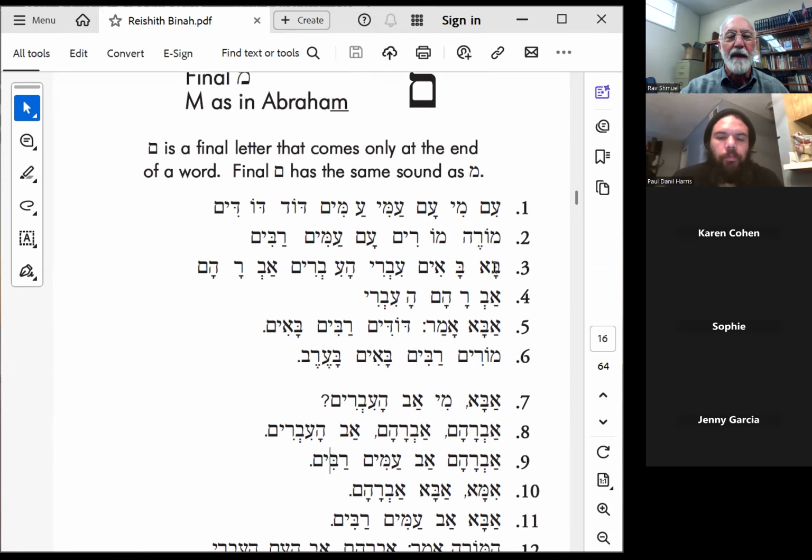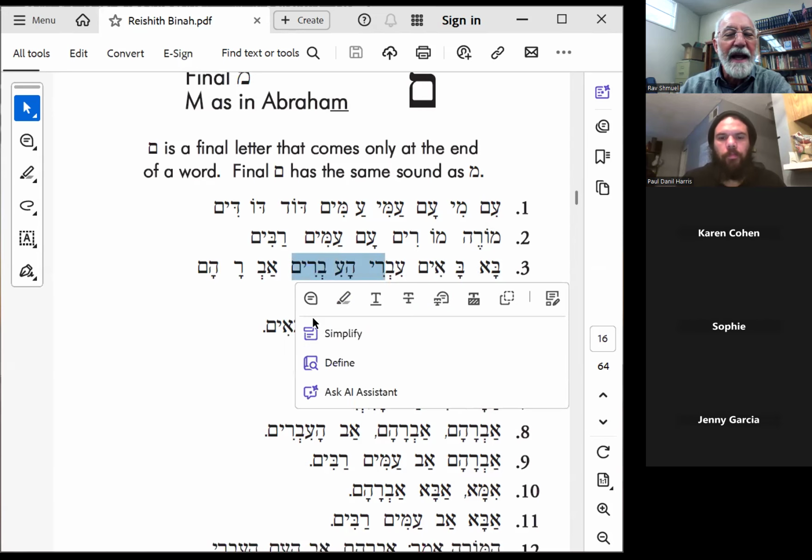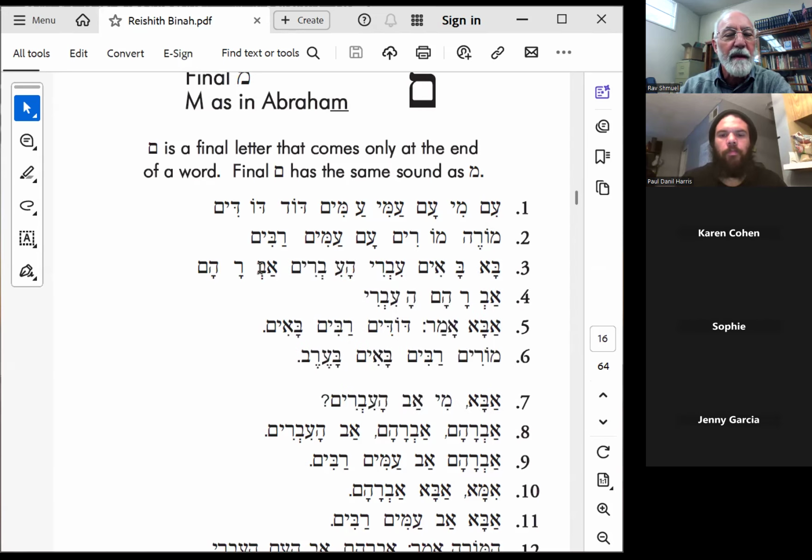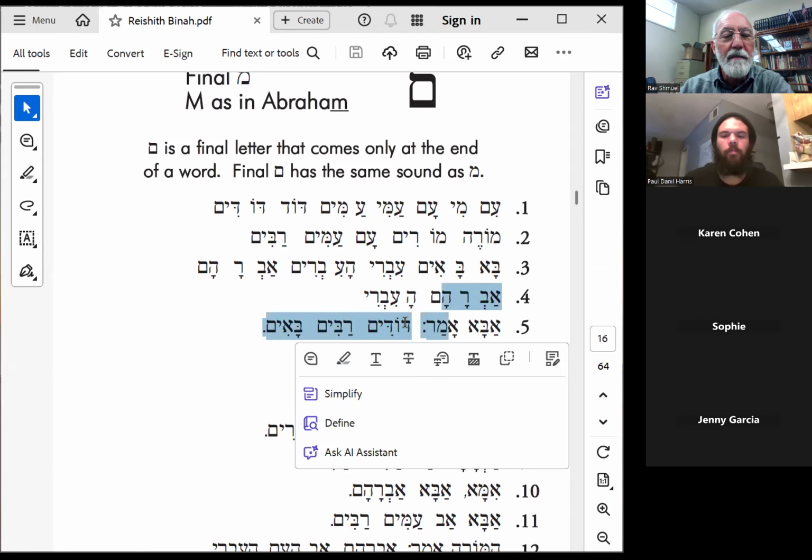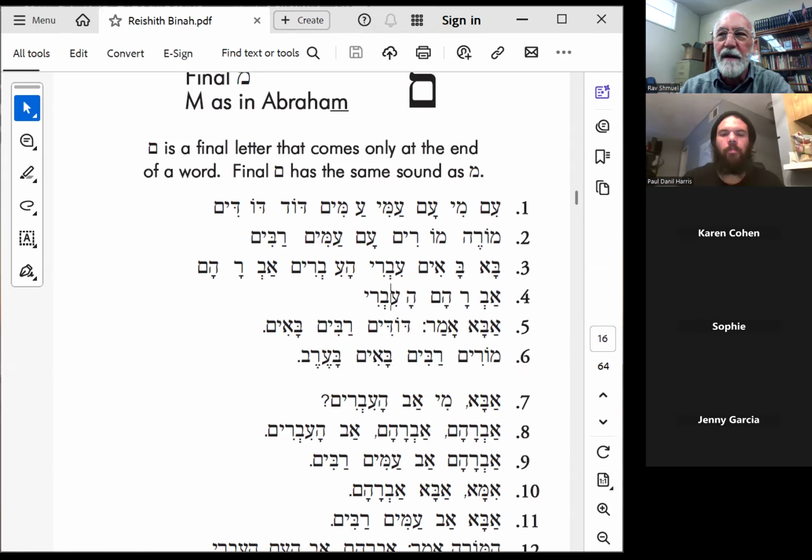Okay, let's go back to three. Ba, which is comes. Ba'im, which is they come or we come, plural. Ivri, Hebrew. Ivrim, ha'ivrim. See, that's why I don't like the way they separated this, because it's better together. Ivrim, ha'ivrim, the Hebrews. Av, Ra, Ham, Abraham. Four. Avraham ha'ivri. Abraham the Hebrew, or from the other side.